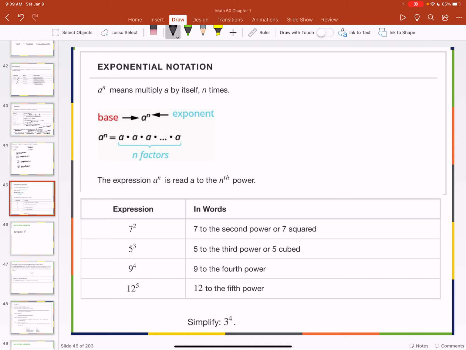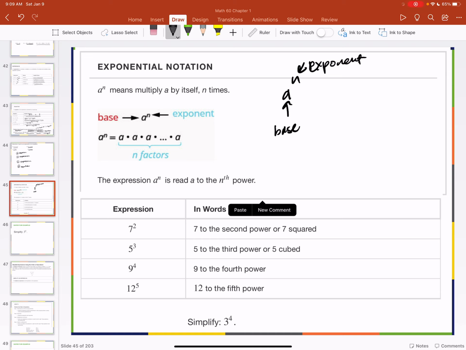Exponential notation. So a to the power n means to multiply a by itself n times. Okay, so this is the base. So you have a to the power n. This is the base. Okay, and this is the power or the exponent. So we can say exponent. All right, so we say a to the nth power.